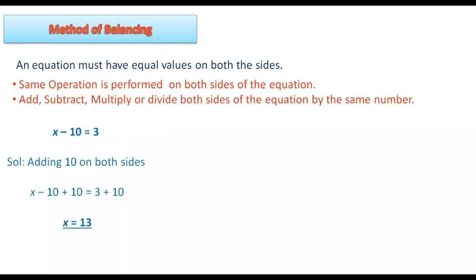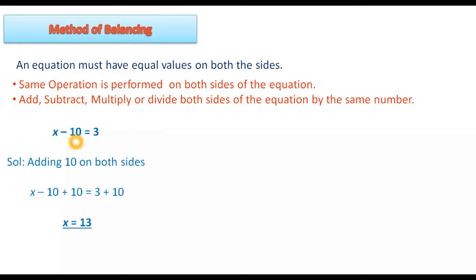Let's take this example. We have an equation x minus 10 equals 3. Our left hand side is x minus 10 and right hand side is 3. We have to balance this. We have to find out the value of this variable x. It means we need to balance this 10 on both sides. Now we need to balance this minus 10. That means we need to add 10 to both sides. For minus you have to add, for addition you have to subtract, for multiplication you have to divide, but on both sides of the equation.